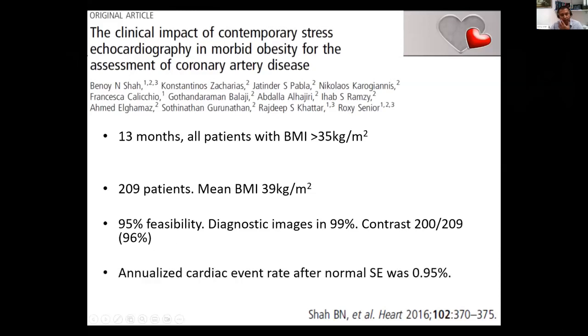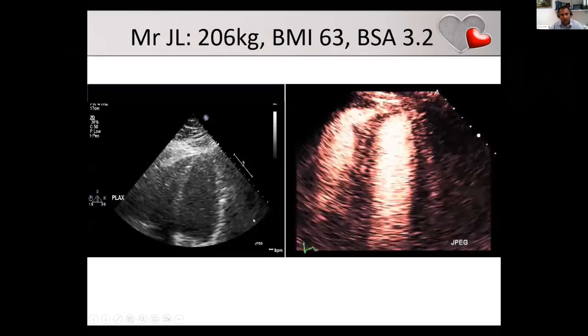And we were able to show that if they had a normal stress echo and we followed these patients up, their event rate within the first year was less than 1%, which is what has previously been published with stress echo in normal BMI individuals and in the other stress techniques such as nuclear and MRI perfusion imaging. So this was quite handy, really, in demonstrating the value of contrast in a real life stress echo setting.